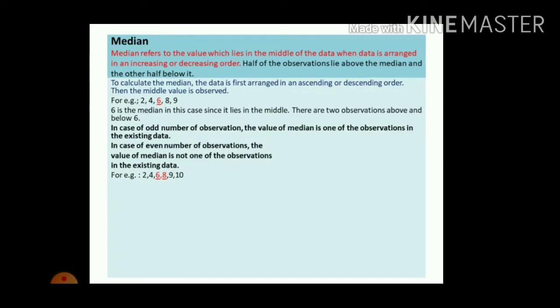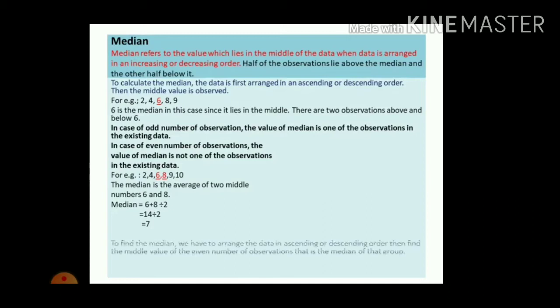Whenever we have an odd number of observations, there is a single middle value. But in the other case, when there are an even number of observations, then in the middle there will be two values. So we'll have to find the average of those two values to find the median of that data. For example, if we have 2, 4, 6, 8, 9, 10 as the data, here we have 6 observations. So how will we find the middle? In this case, we'll add 6 and 8 and then divide it by 2 to get the median as 7.